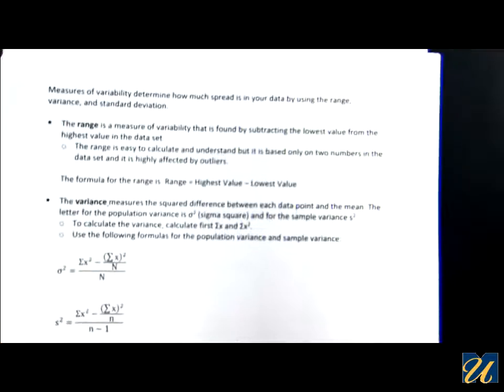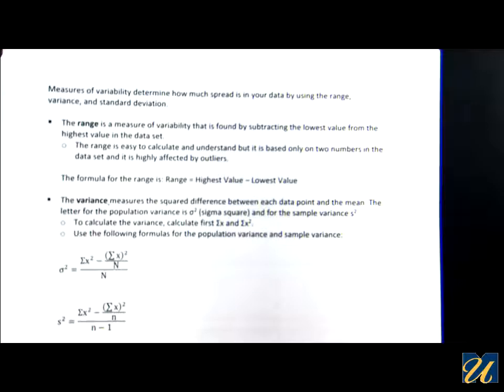Now, when it comes to measures of variability, the measures of variability determine how much spread is in our data set, by using the range, the variance, and the standard deviation. We had to use the range before when we were calculating the class width. The range is maximum minus minimum. As you can see, the range is easy to calculate and understand.